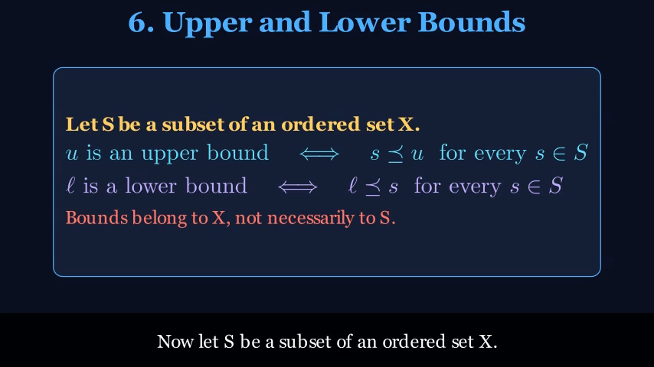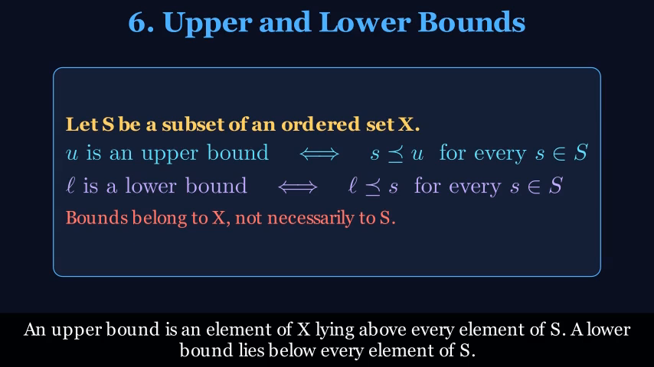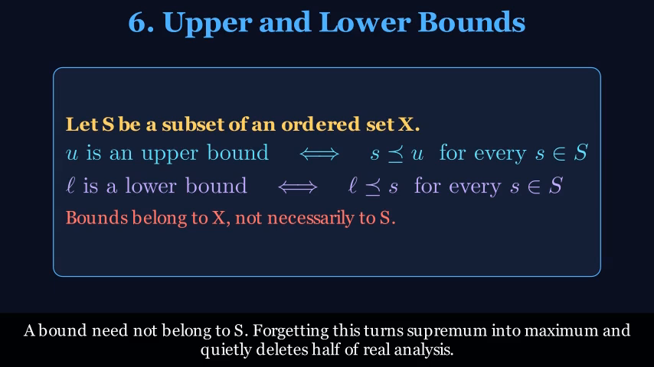Now let S be a subset of an ordered set X. An upper bound is an element of X lying above every element of S. A lower bound lies below every element of S. A bound need not belong to S. Forgetting this turns supremum into maximum and quietly deletes half of real analysis.